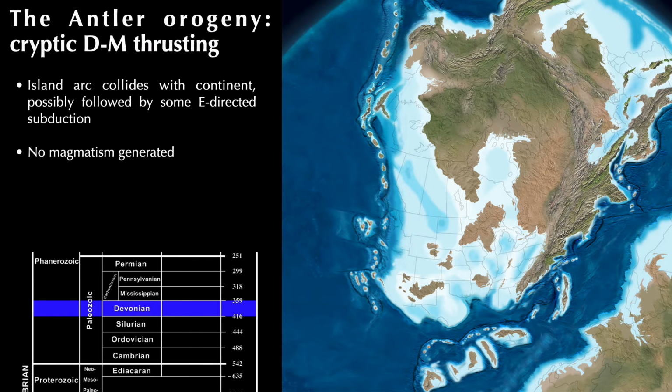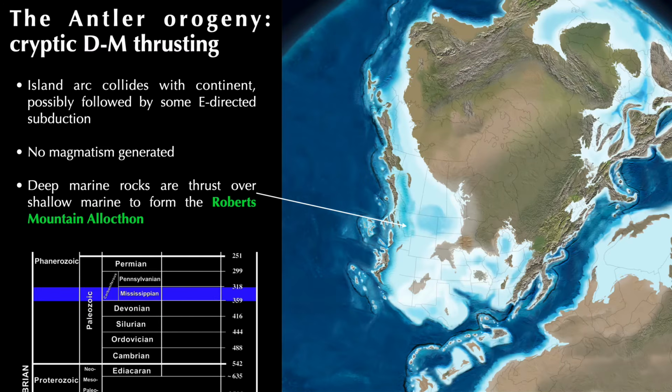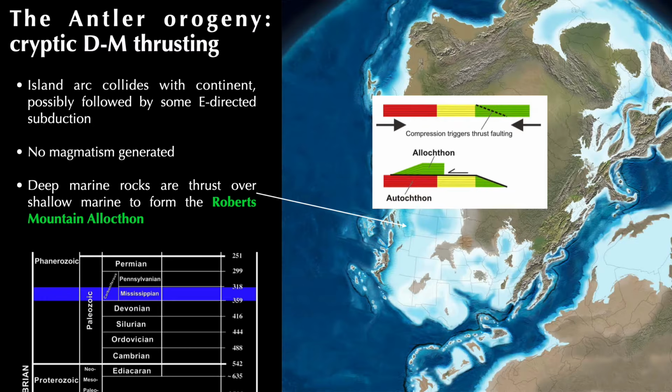There's no magmatism generated that we know of, but there's pretty much just this one structural feature that seems to record the collision of this island arc chain, the Antler orogeny, and that is the formation of a large-scale thrust fault that pushes deep marine sedimentary rocks over shallow marine sedimentary rocks, known as the Roberts Mountain allochthon. The allochthon refers to the displaced block, and the autochthon is the footwall that is thought to remain in place.